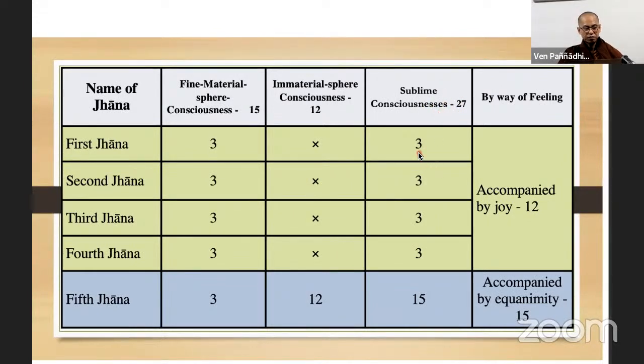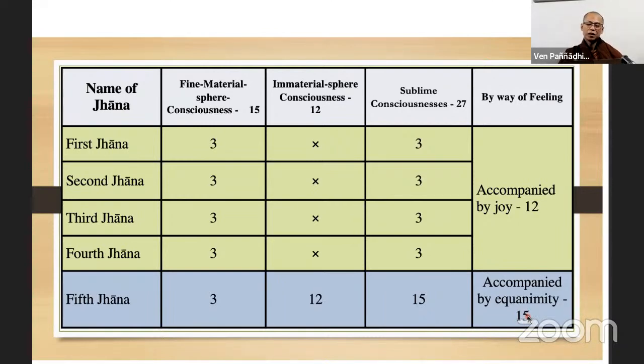For Rūpāvacara, how many consciousness are upekkha sahagata, accompanied by equanimity? Only in the Rūpāvacara, how many? 3. Yeah, only 3, fifth jhana 3. So if we talk about all the Mahaggata, it becomes 15.